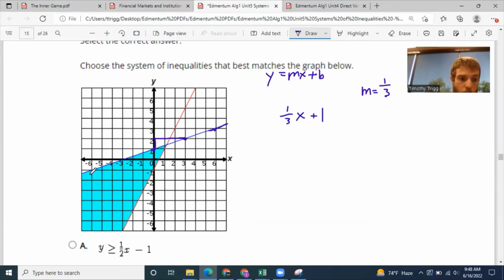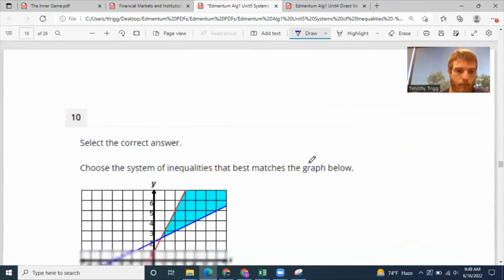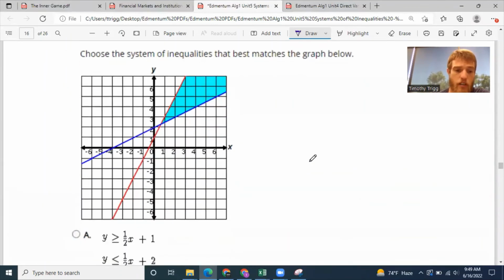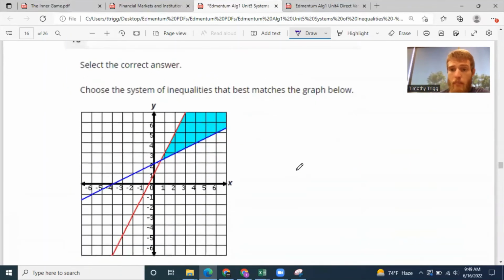And looking at the shaded region, is it shaded above or below the blue line? Well, it's shaded below the blue line. So that's going to be a less than. And since it's a solid line, it's less than or equal to. So that's the inequality for the blue line there. See if you can find the inequality for the red line. This one's very similar to the last one. So if you need more example, you could look at that.